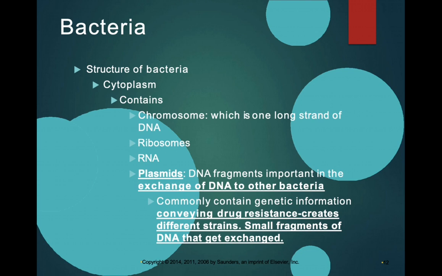And this is the reason why we have different strains of bacteria. The cytoplasm contains chromosomes, right? A chromosome is basically one long strand of DNA. There are ribosomes, there's RNA, and something called plasmids. These are DNA fragments that are important in the exchange of DNA to other bacteria. They commonly contain genetic information conveying drug resistance. It creates different strains, right? So these plasmids are just small fragments of DNA that get exchanged.